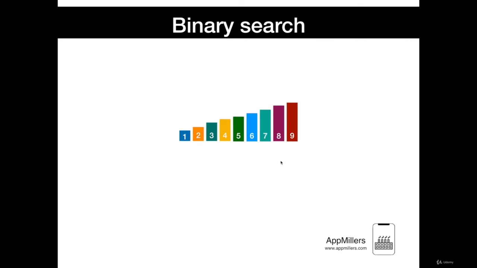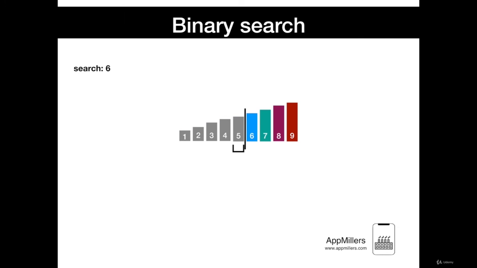Okay, let's try searching for 6. First, we look at the number in the center of the array. In our case, it's 5. And we see that 5 is less than 6, which means that the number 6 is located to the right of 5, because we are looking into a pre-ordered array. So we remove the numbers that are no longer needed, which are to the left of 5.